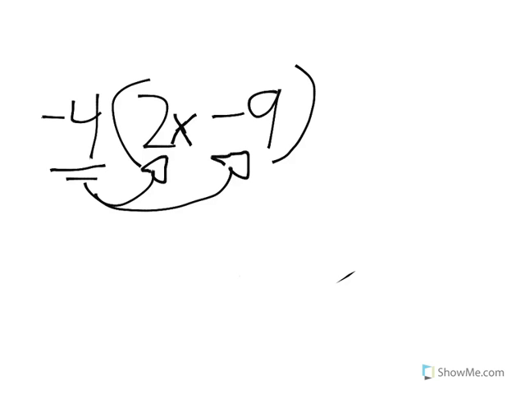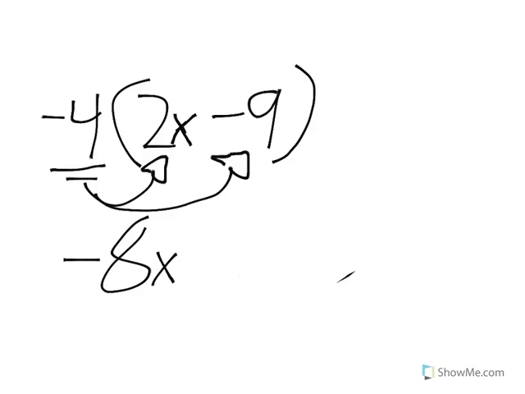And negative 4 times 2. Our integer rules still apply. When a negative is times by a positive, it becomes a negative. With negative 8, we still multiply normally. X. Remember to keep the x. And then we have our minus 9. Now, when a negative is multiplied by a negative, it becomes a positive.